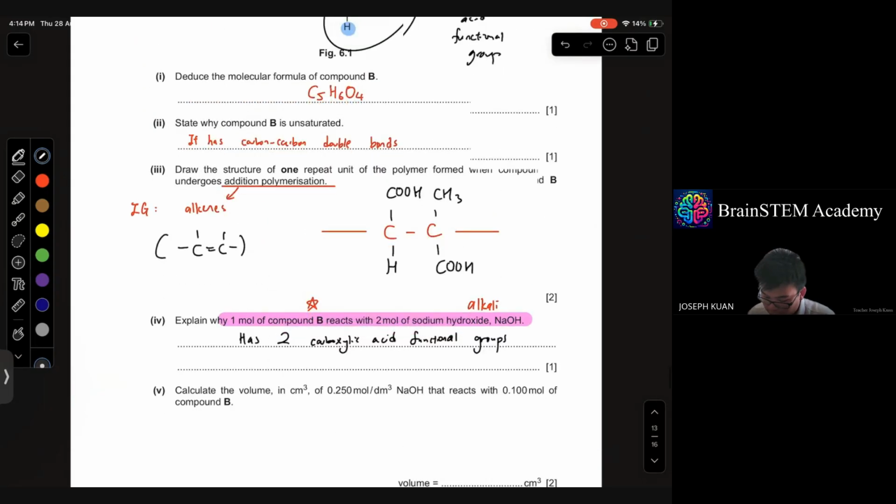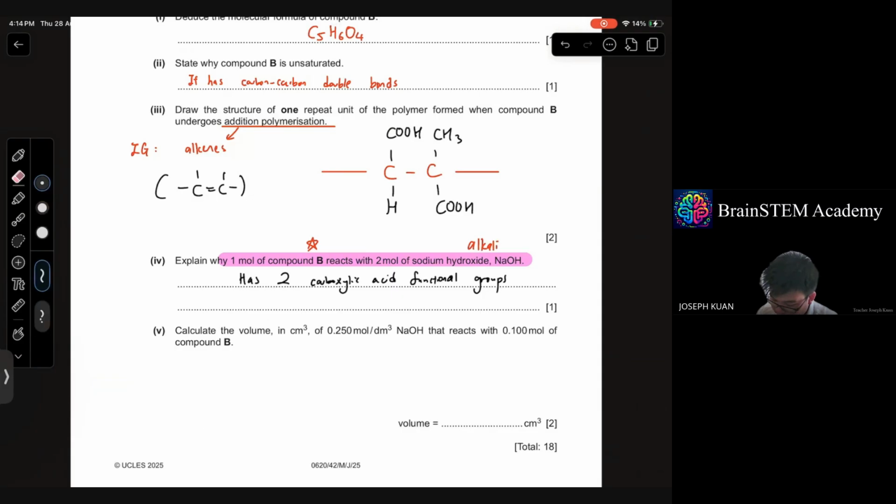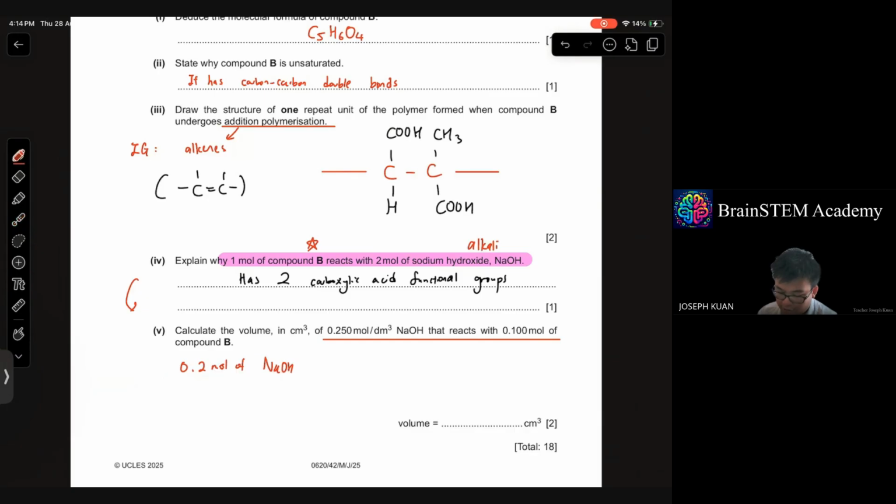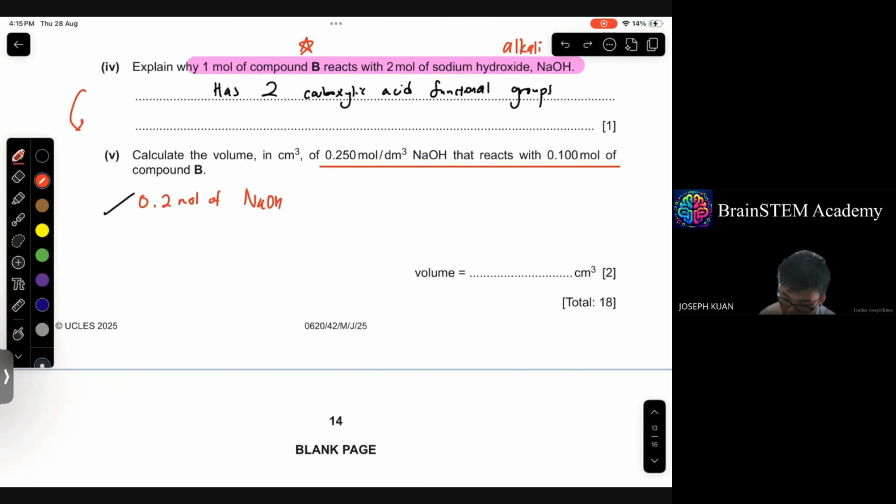Okay, last question. Calculate the volume of this particular chemical that reacts with this particular amount of compound B. Now, based on the previous information, we know that 0.1 mole of compound B will then react with 0.2 mole of NaOH. It's a 1:2 ratio. Therefore, 0.1 B will react with 0.2 mole of NaOH. So using this information, we can calculate the volume.